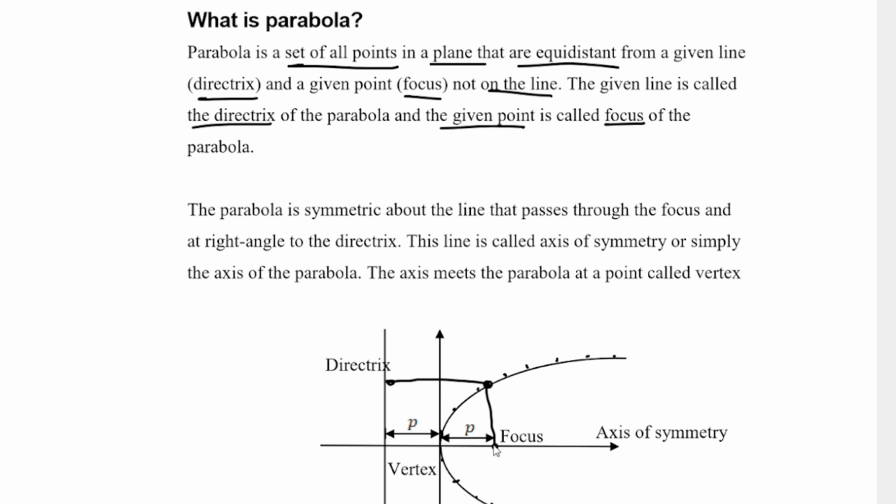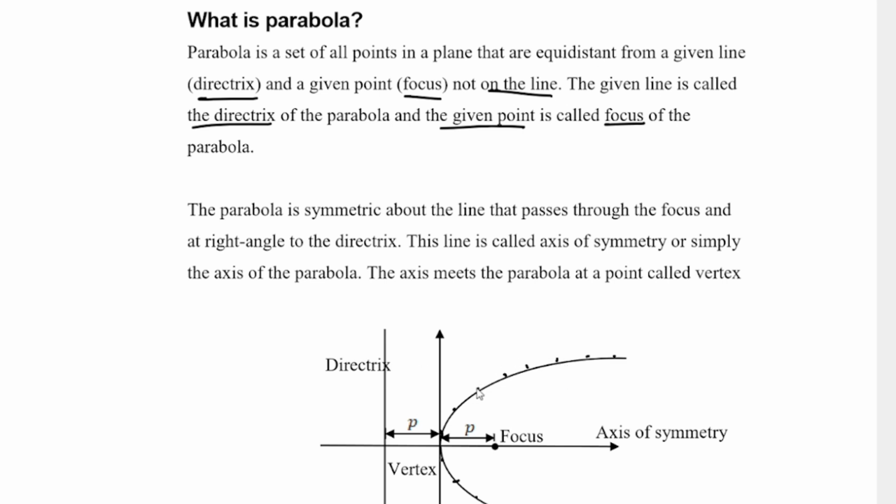So no matter how we trace the line from the focus to any of the set of points, it will be the same distance. So again, if there is a point here, then the distance from the focus to that point is the same distance from here to here.